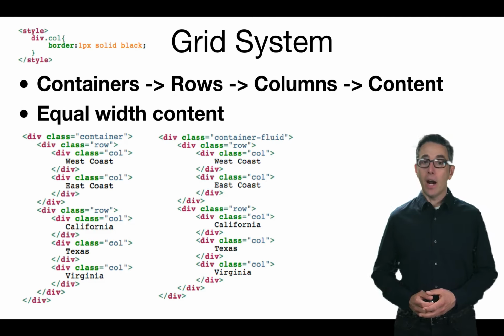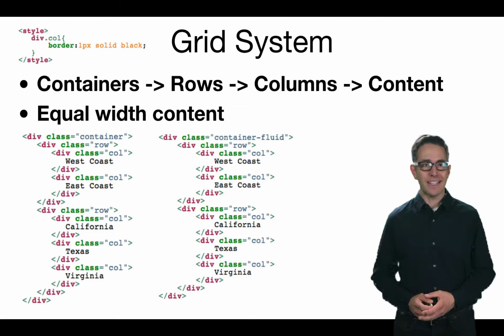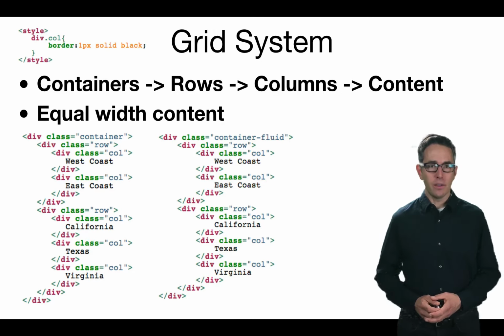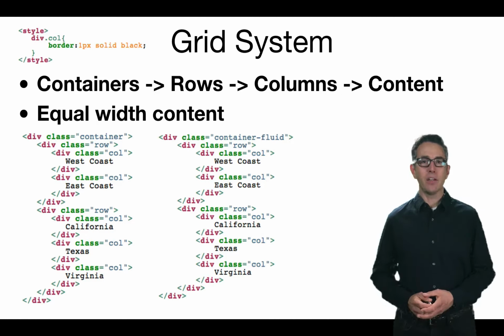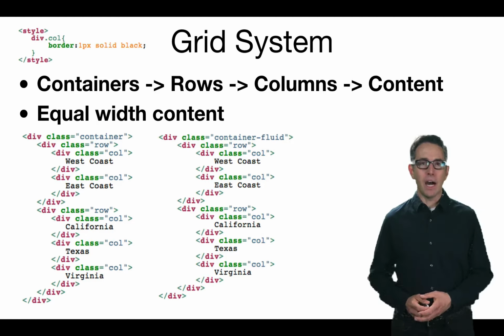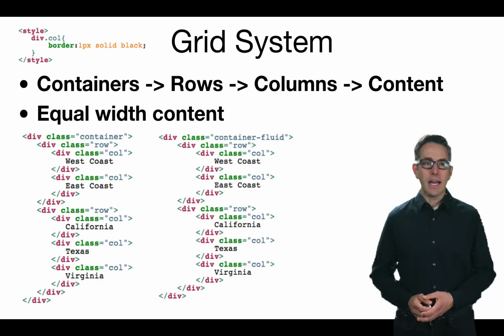So at our highest level within our content, we have a div that has our container class. A container must contain a row. A row contains columns, and then our content should only be placed within columns that have been placed within rows that have been placed within containers. A container can have multiple rows, and a row can have multiple columns, and a column can have lots of content, of course.